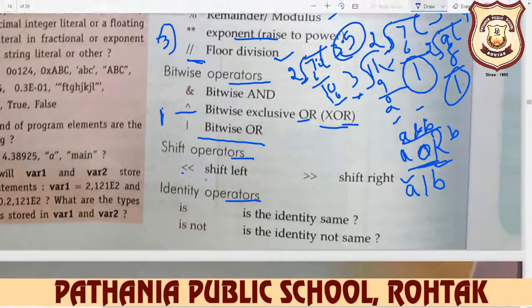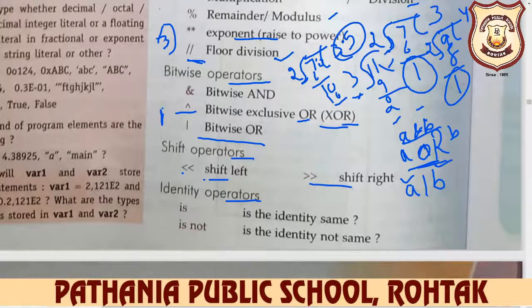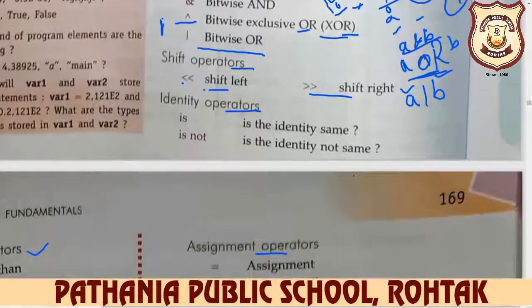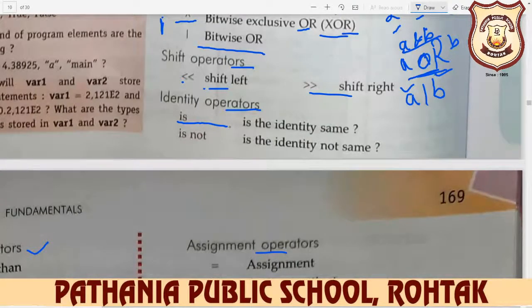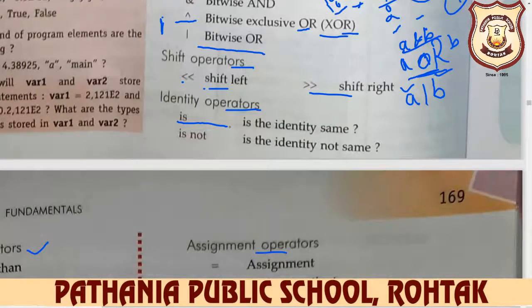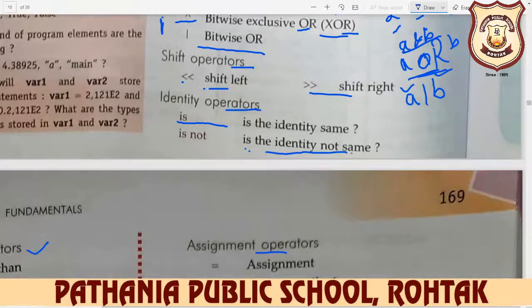Shift operator: these are your shift operator left, and these are used for the shift operator right. Identity operator is to identify the same. If you want to identify the same value, like I want to find out Ram, then we find out the Ram. So this is your is, the identity same; is not is the identity not the same.